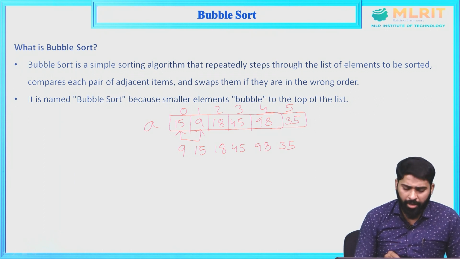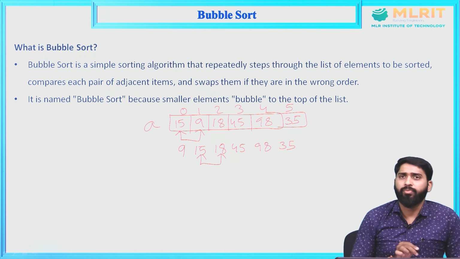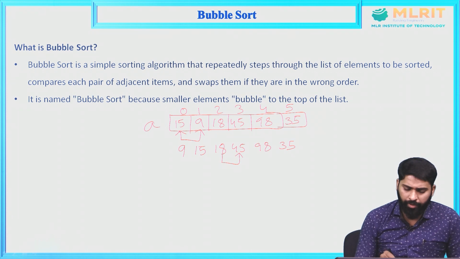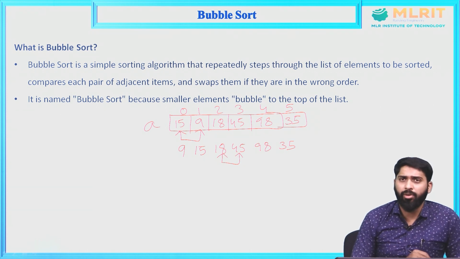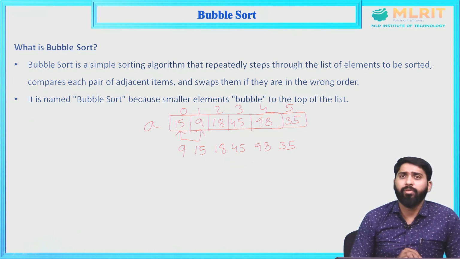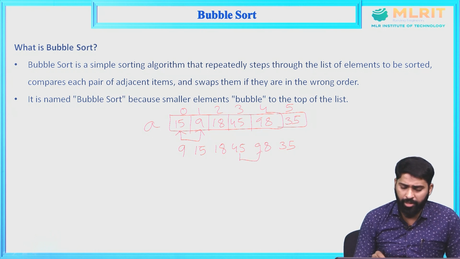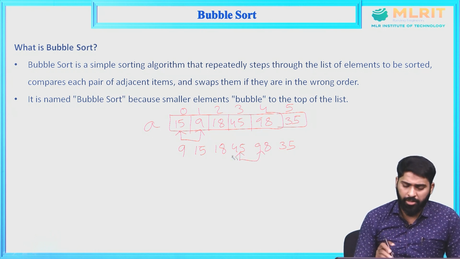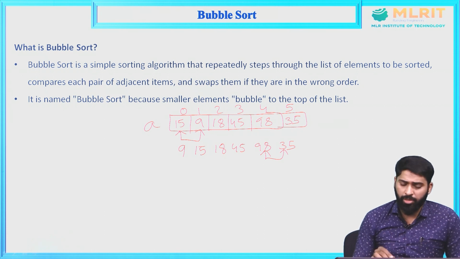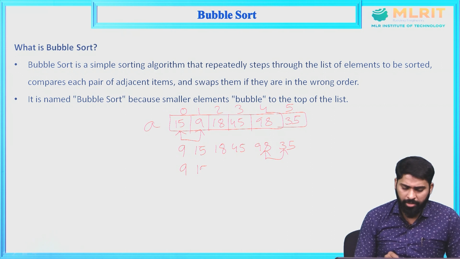Now again I compare 15 with 18. Is 15 greater than 18? No. In the next iteration I compare 18 with 45. Is 18 greater than 45? No, so no swap. Next I compare 45 with 98. Is 45 greater than 98? No. In the next iteration I compare 98 with 35. Is 98 greater than 35? Yes, it is greater than 35. So swap. It becomes 9, 15, 18, 45, 35, 98 if you swap these two.